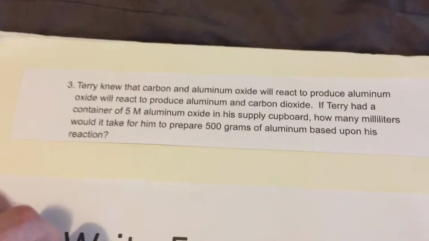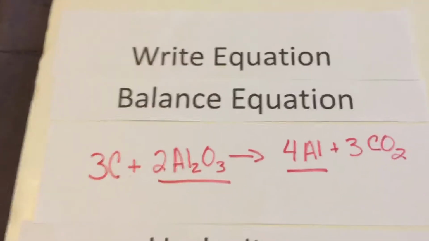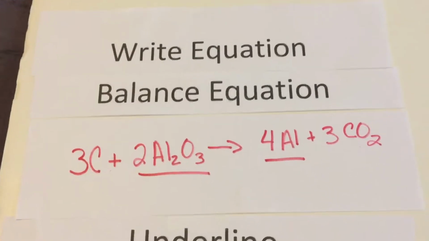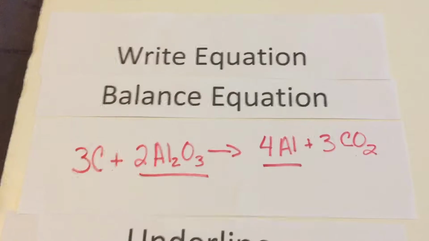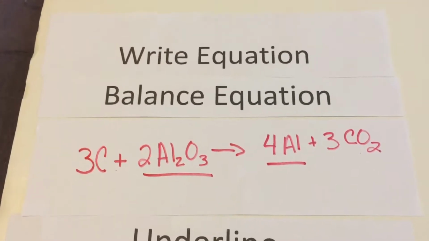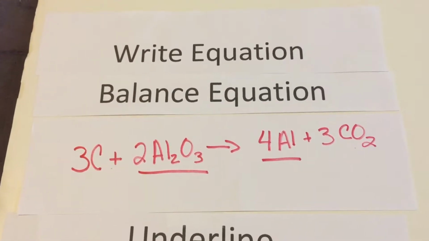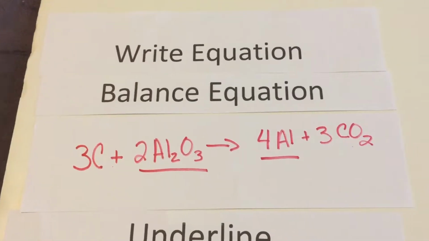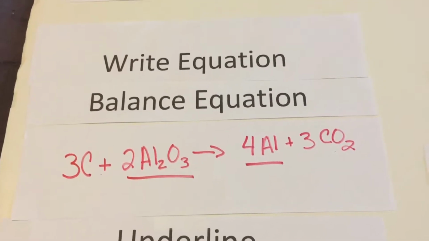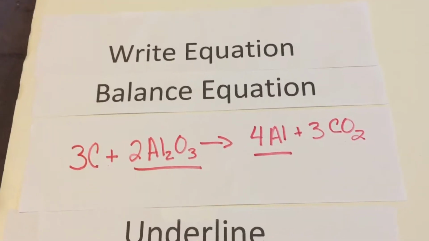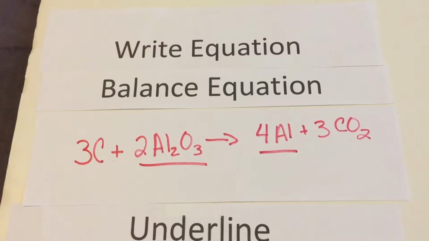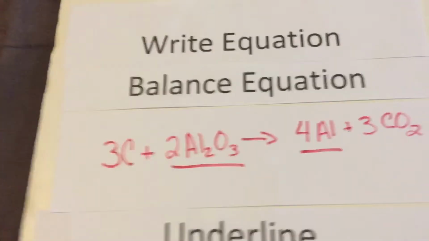Okay, our first step, as always, is writing and balancing the equation and underlining the components we're interested in. So we have 3 carbons plus 2 aluminum oxides yields 4 aluminums and 3 carbon dioxides. We're looking at the aluminum oxide and the aluminum.